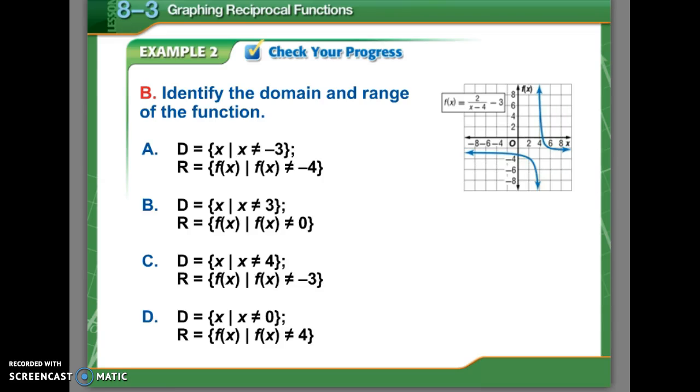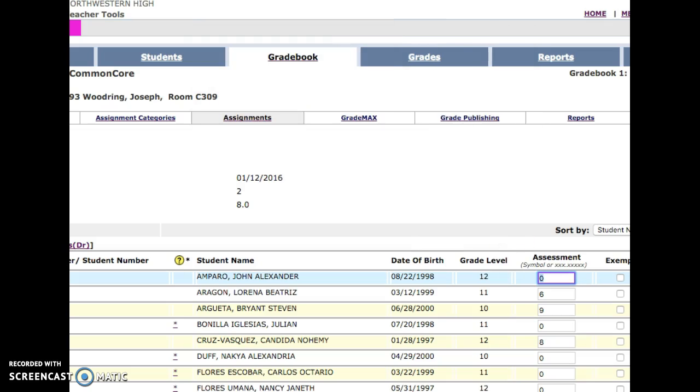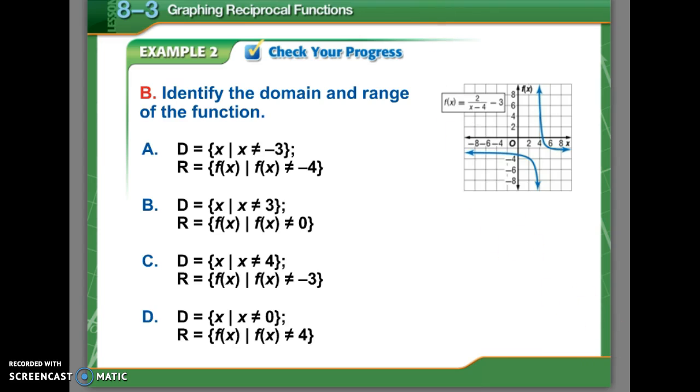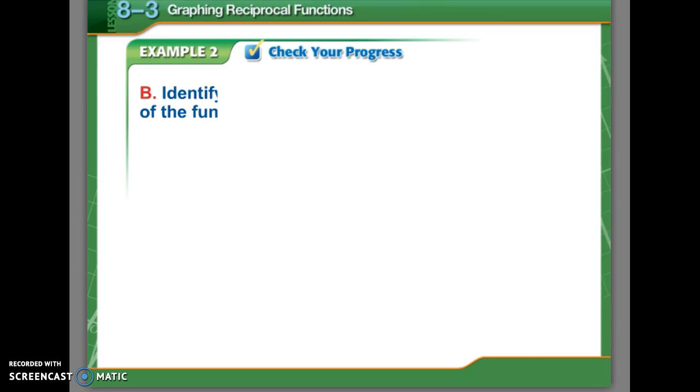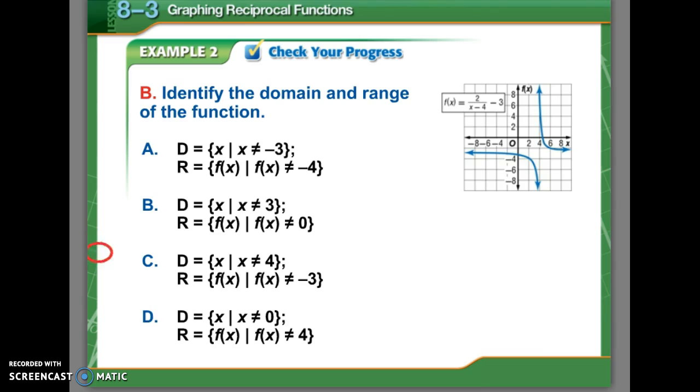For part B, we've got another function, similar kind of process. Pause the video when you have your answer, go on to the next screen. This time we're just doing domain and range. Your answer to this one is choice C. We're going to pick up with the rest of the examples in another video because I'm running out of time for this one.